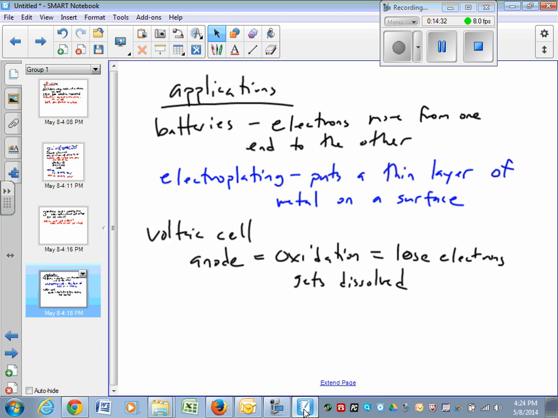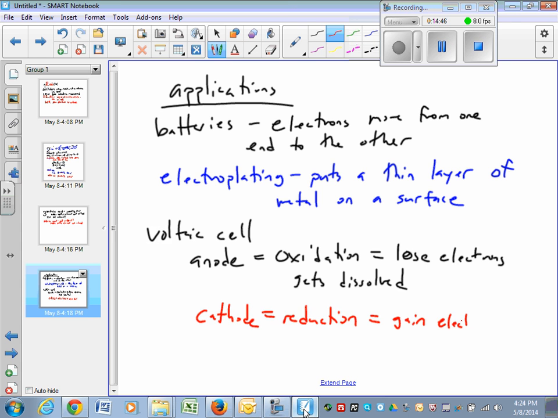So the cathode is always the reduction. It's gaining electrons. And this is getting thicker. So if we're trying to put silver plating on silverware, we might have the fork sitting at the cathode. Okay, the fork would be sitting right here.